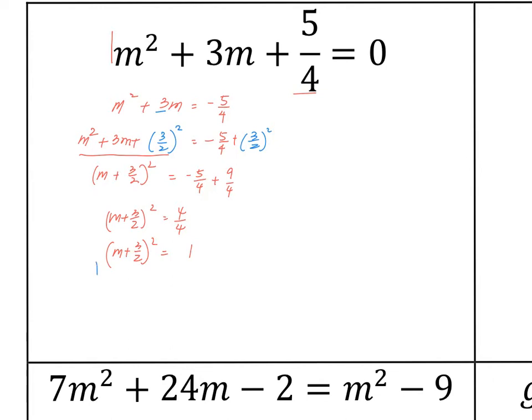I'm now ready to take the square root of both sides. So m plus 3 over 2 equals positive or negative 1. So you have two answers. Negative 3 minus 2 is negative 5 over 2. Negative 3 plus 2 is negative 1 over 2.